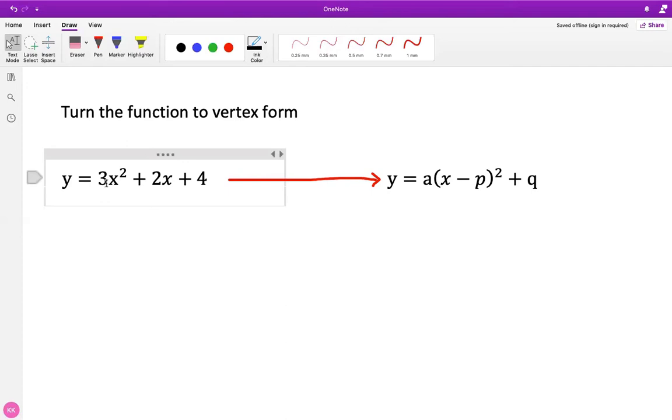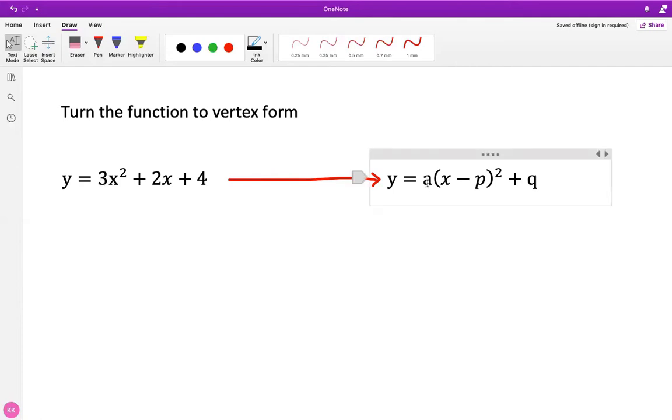So next, I will cover one advanced problem you may encounter when you change the standard form of the function to the vertex form. This is different from what we saw in the previous video because the a value is equal to 3 instead of 1. So how can we do the completing the square when the leading coefficient, the a value, equals 3?